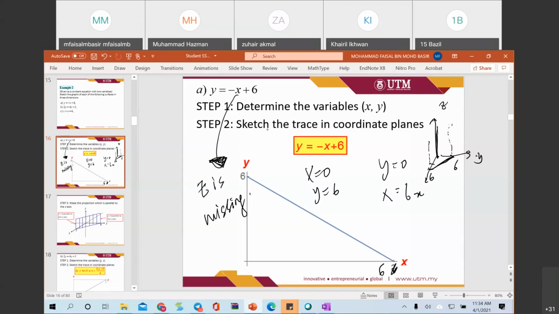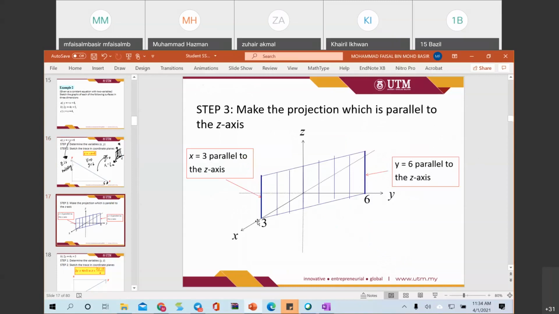We don't know the Z value because they didn't give it. So we just draw this line parallel to this. So this is the answer. See, when you plot in 2D and convert to 3D, it will become like this. It is the same, they just put a lengthy one, so this should be 6. This is the line. They extend upward, parallel to the Z axis, because Z is missing.